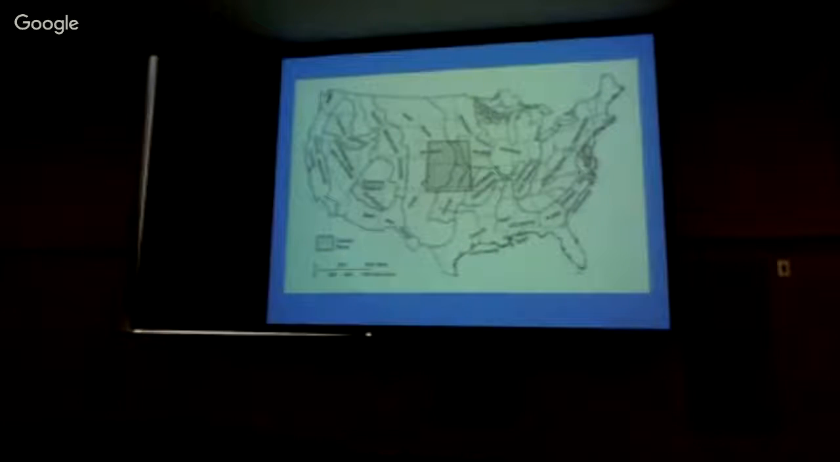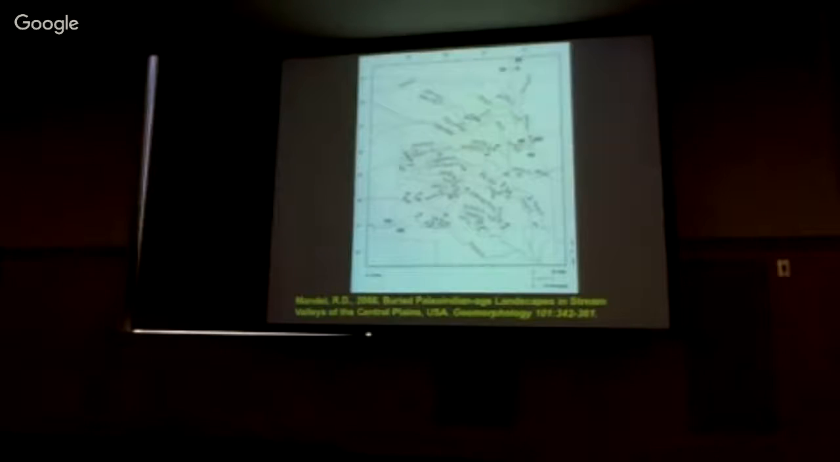Anyway, I'm really talking about the Central Plains. What I call the Central Plains is Nebraska and Kansas, and I've spent a lot of my career there. This is a map of Kansas and Nebraska. You see all these numbered spots, about 50 of them. These are all stratigraphic sections where I focus primarily on the Pleistocene transition and buried Paleogene landscape.